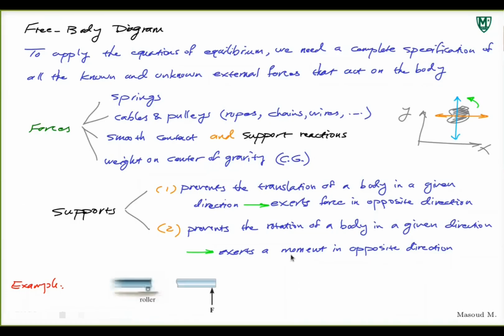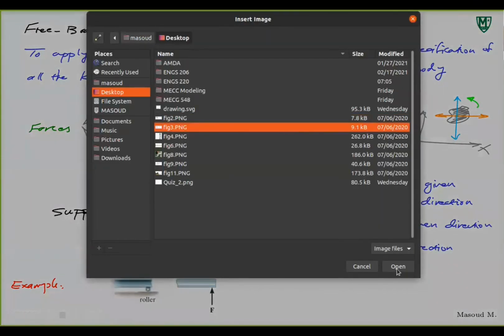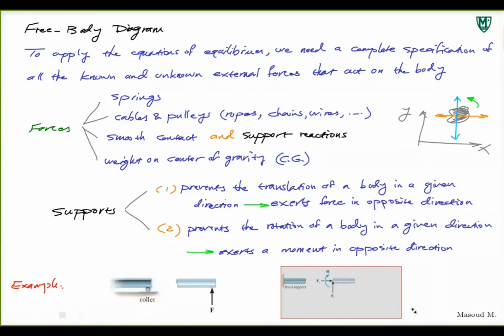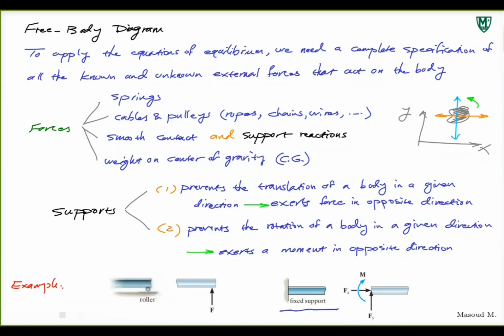Second example, a more complicated one. Instead of a roller, what if we have a cantilever support? What is a cantilever support? Say I have this rod here, and I'm holding it from one end. This is the case before I draw the free body diagram. I'm holding this from one side, tight.